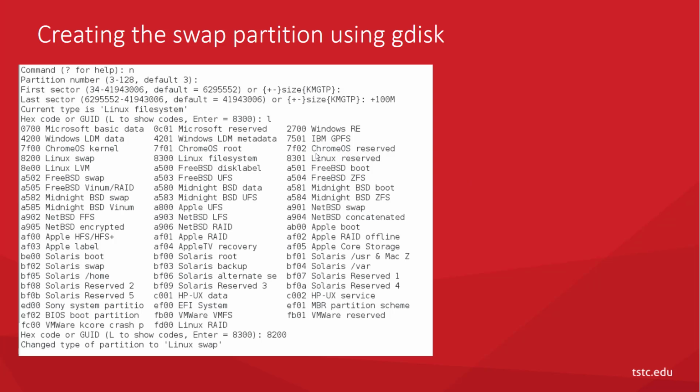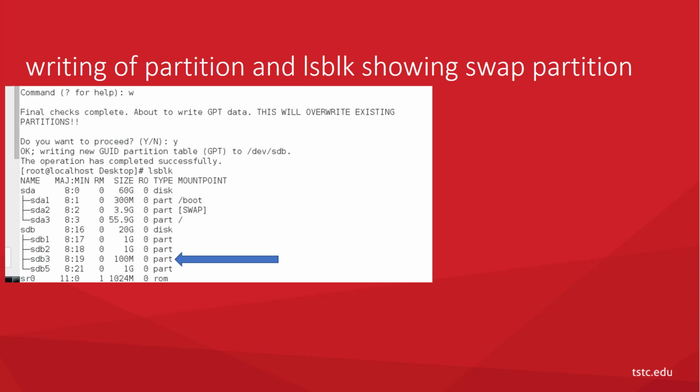I will accept the default partition, first sector, and make the last sector plus 100 megabytes for the size. When I get to the hex code, I will put in A200 for Linux swap. If this one's an MBR partition, I'd change the partition to use 82 as the type. Now I will write the changes and then run lsblk to confirm the partition is there.